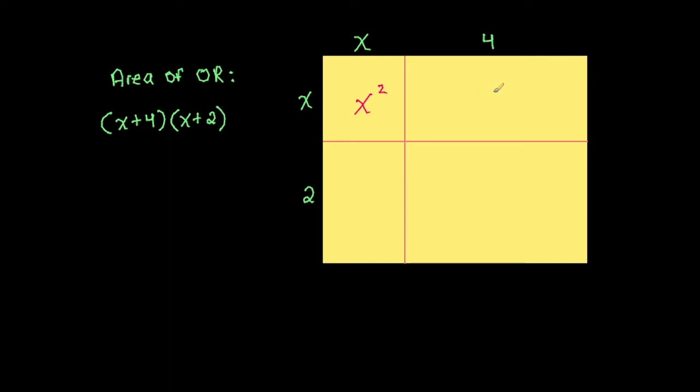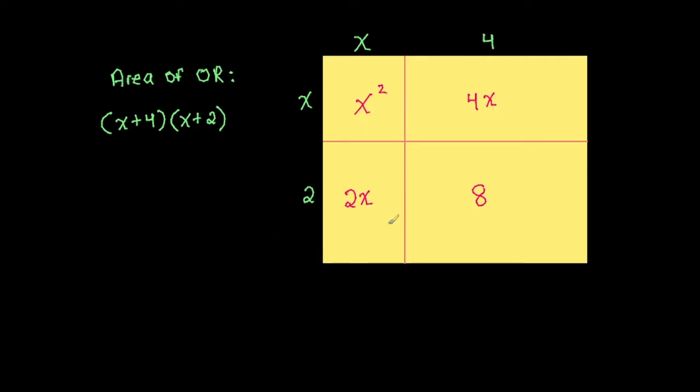Okay? And for this rectangle right here, the length is 4 and the width is x. So the area is just 4 times x, or just 4x. And for this one right here, the length is x and the width is 2. So the area is just x times 2, which can also be written as 2x. And in this rectangle right here, the length is 4 and the width is 2. So 4 times 2 is just 8.